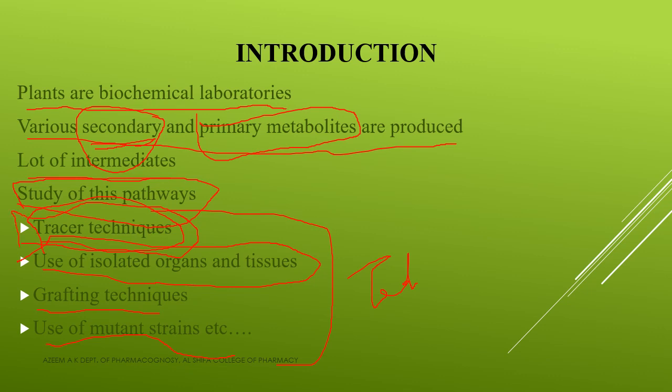And I already told you that in your university exam, a question may be asked: write about tracer techniques for 10 marks or 5 marks. Sometimes the question may be: what are the different techniques that are available in the elucidation of biogenetic pathway? You have to write all the techniques, from tracer technique to use of mutant strains. In some other cases, the question may be: explain the use of radioactive isotopes in the investigation of biogenetic studies. Then you have to write about these tracer techniques.